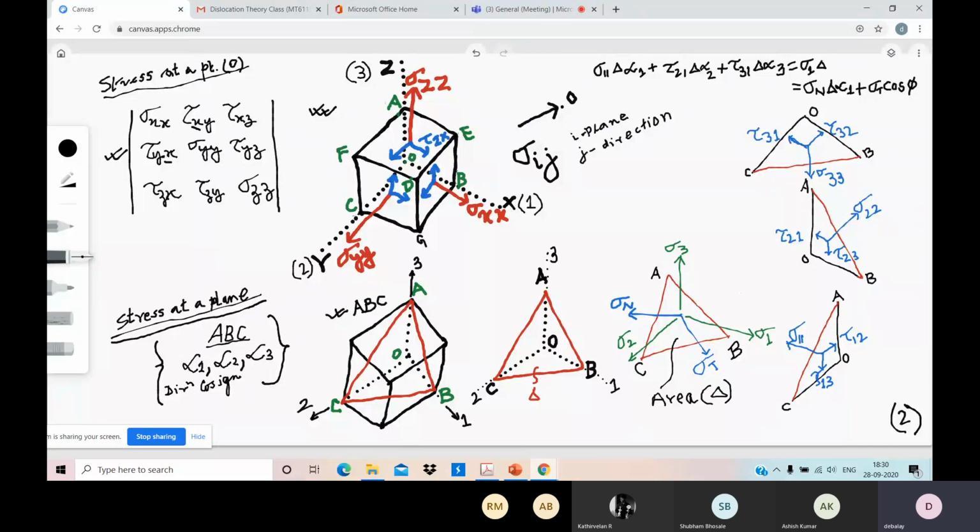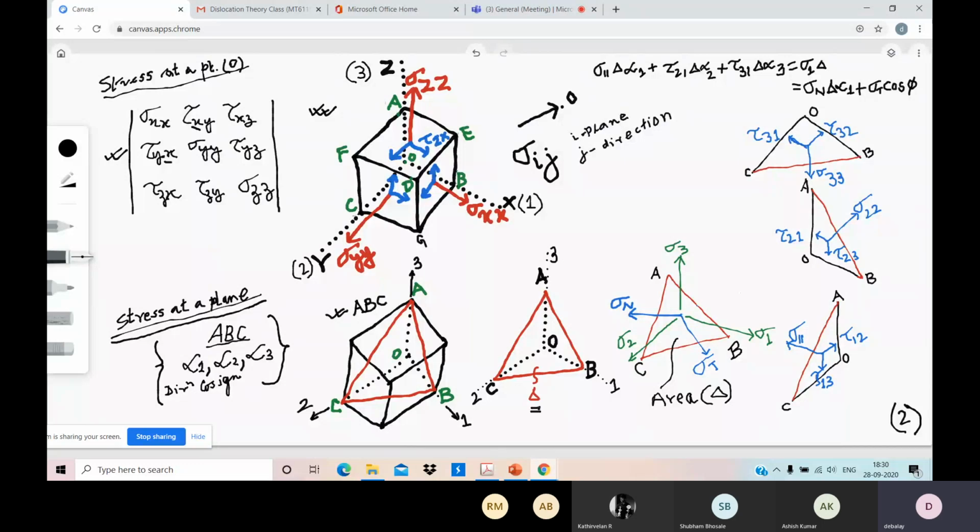So to define any plane inside a body, you need to know the direction cosines of that plane, that is, how the plane normal is oriented with respect to the three major axes that you have, X, Y, Z, or 1, 2, 3 respectively. So we know its direction cosines are alpha 1, alpha 2, alpha 3. And I am also defining the area of the ABC plane as delta.